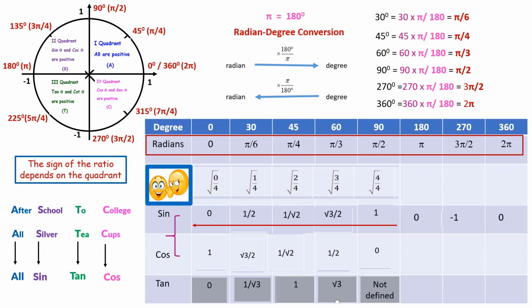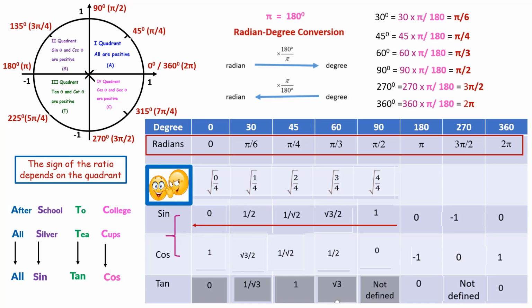Cos is positive only in the first and fourth quadrant. Therefore, for angles greater than 90 degrees and less than or equal to 180 degrees, cos theta is going to be negative. Tan theta will be positive only in the first and third quadrant, but we know that tan theta is equal to sin theta by cos theta. Therefore, for 270 degrees, tan theta is equal to minus 1 by 0, which is not defined.